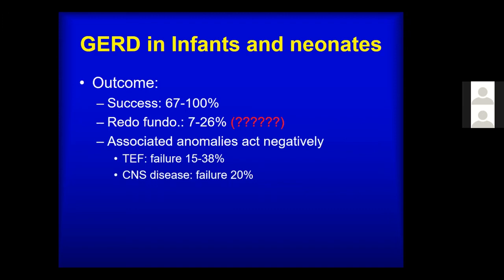This is very important, and that's why you have to know your patient before you go. The contrast study will give you an idea where the GE junction is sitting when you go for these cases. In CNS disease, the failure rate is 20%, but mostly this is not because of the technique. I think it has something to do with their gastric motility, the pylorus and the coordination, rather than the fundoplication itself.